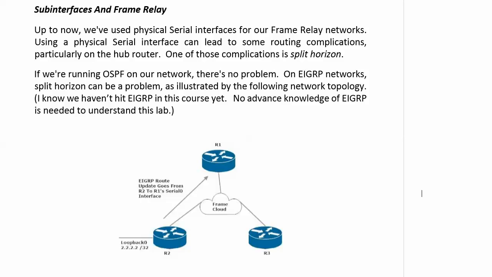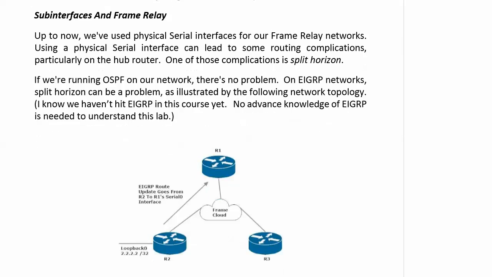I know you haven't hit EIGRP in this course yet. You don't need any advanced knowledge or know-how to configure it in order to understand this lab, because we're going to be watching what happens to a route as it is advertised or not advertised. And what we've got here is a route update going from router 2 to router 1's serial 0 interface.